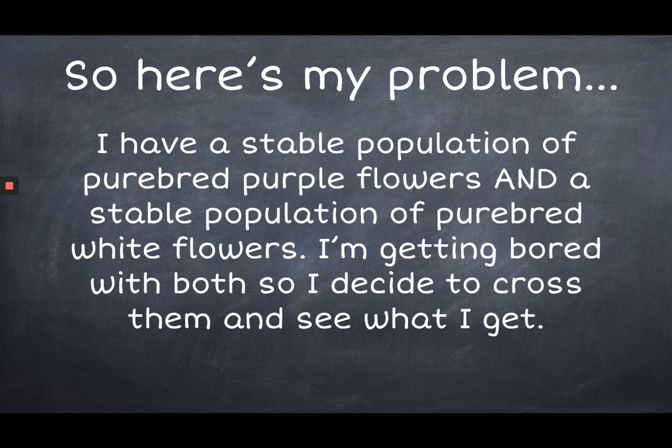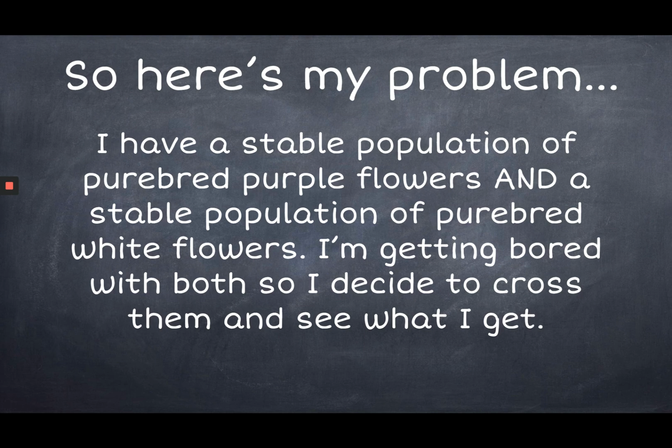So let's start with an example problem. Let's say that I am a gardener and I have a stable population of purebred purple flowers and a stable population of purebred white flowers. My purple flowers are the darkest, purpliest purples you've ever seen, and my white flowers are just pristine and pure, and they're unlike anything else on the market.